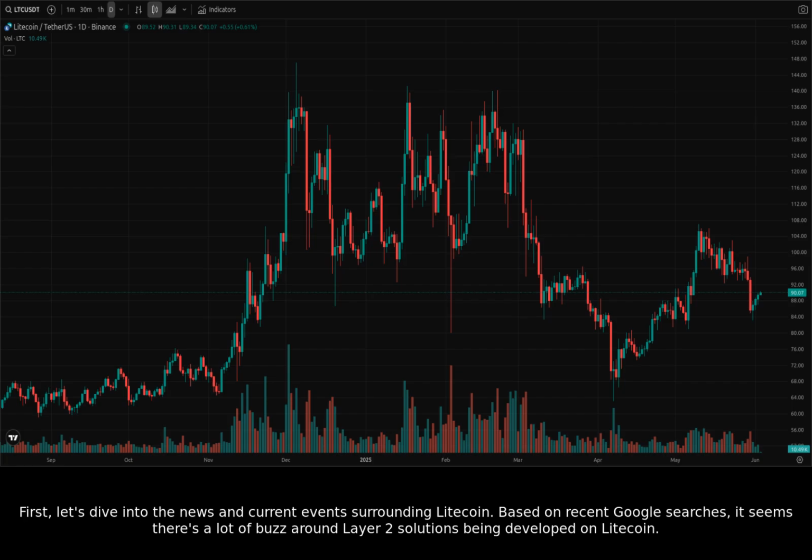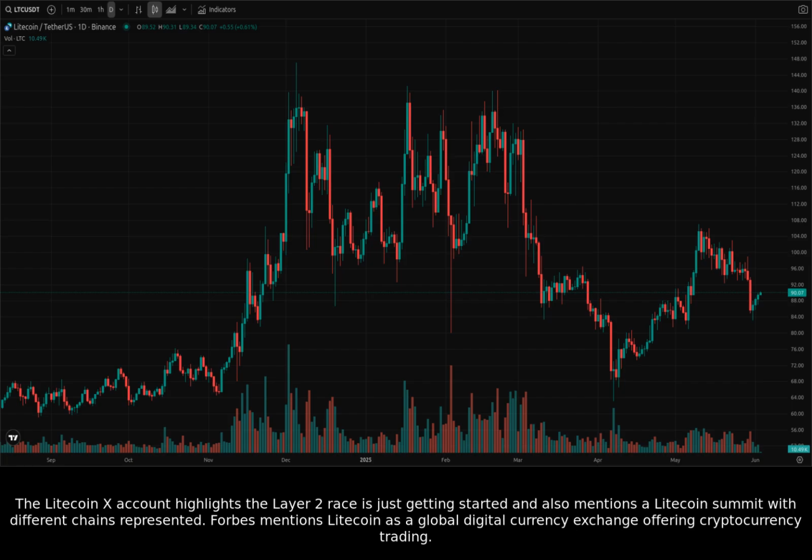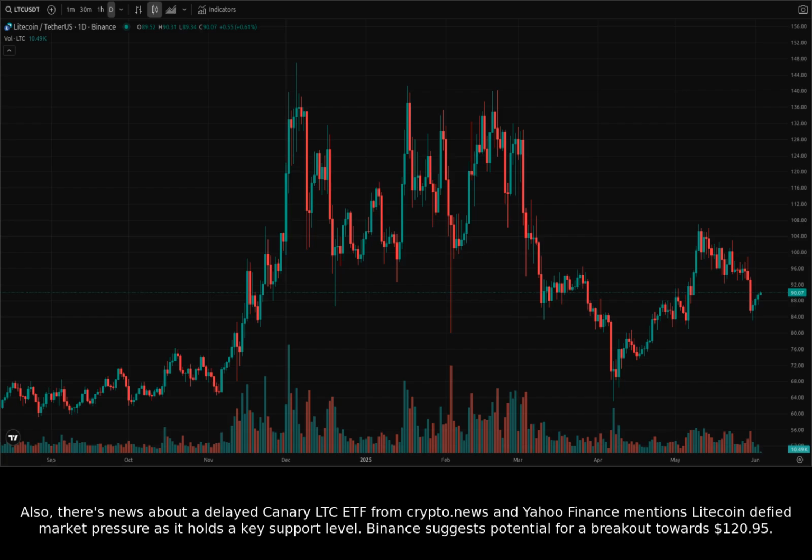Based on recent Google searches, it seems there's a lot of buzz around Layer 2 solutions being developed on Litecoin. The Litecoin X account highlights the Layer 2 race is just getting started and also mentions a Litecoin summit with different chains represented. Forbes mentions Litecoin as a global digital currency exchange offering cryptocurrency trading. Also, there's news about a delayed Canary LTC ETF from Crypto.News, and Yahoo Finance mentions Litecoin defied market pressure as it holds a key support level.